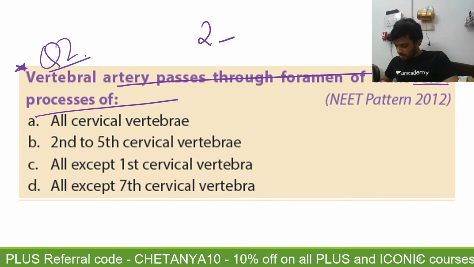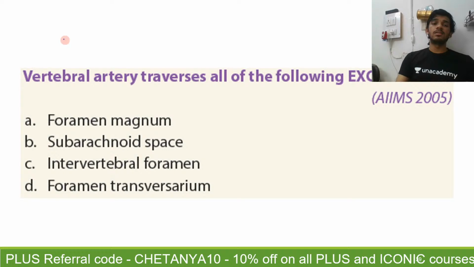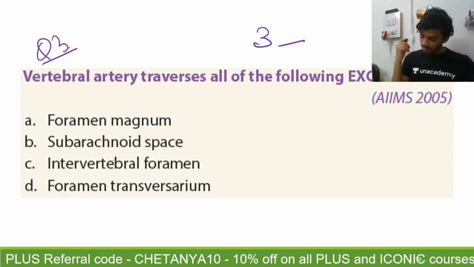Jitesh, you are right for the first answer. The answer to two we have given is D. You are absolutely correct, all except the seven cervical vertebra. We'll also discuss this. Question number 3 has not come yet, but maybe you can answer question number 3 also if you were able to answer question number 2. Write 3 and your answer for number 3.